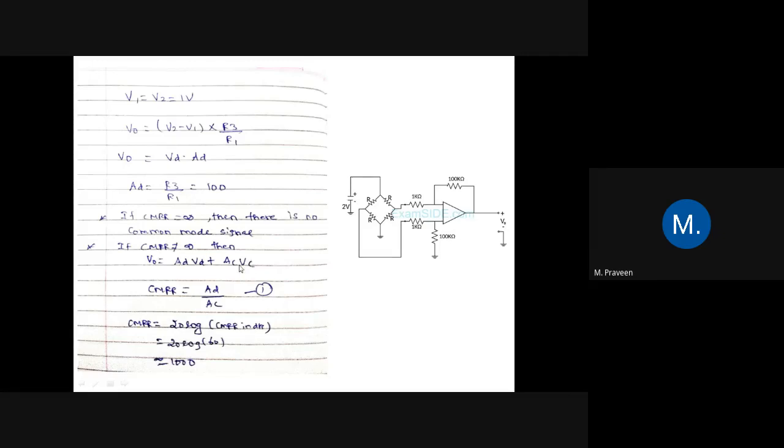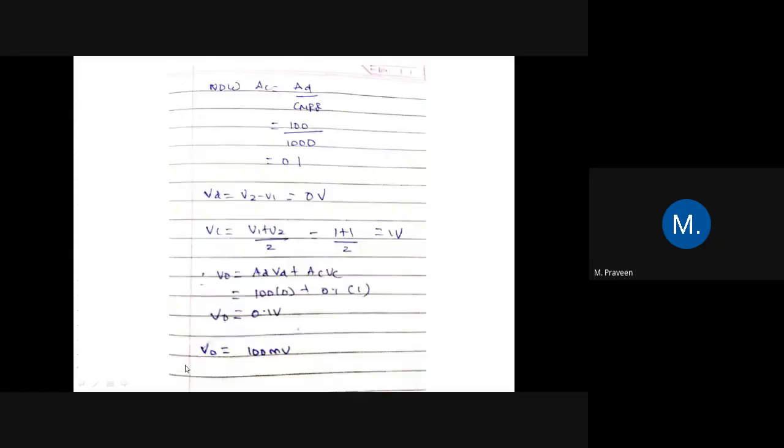If you know the topics of differential amplifier, then the formula is well known. So V naught is equal to AD VD plus AC VC. Now the CMRR value is given, which is 60 in dB. Now we have to find the CMRR. Simply take 20 log of CMRR equal to 60 dB, so you will be getting a value nearly equal to 1000.